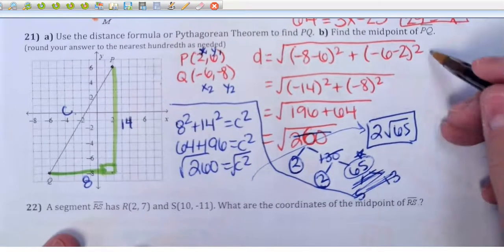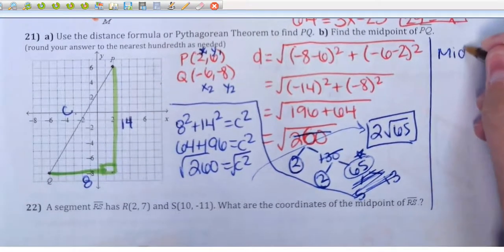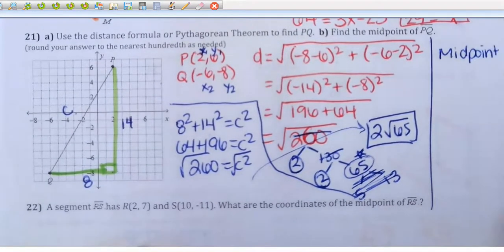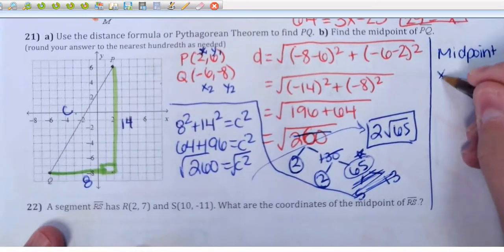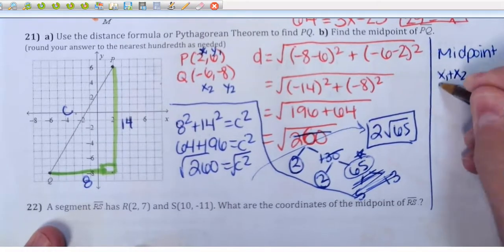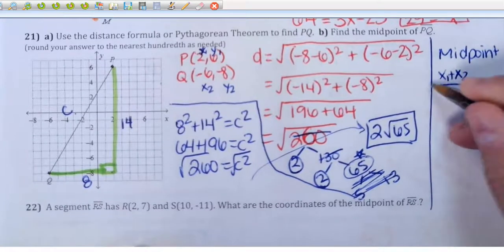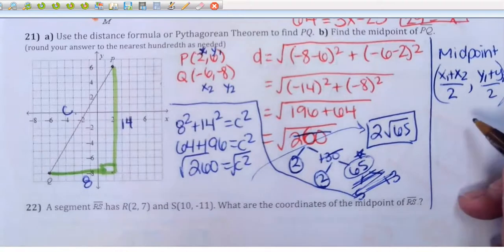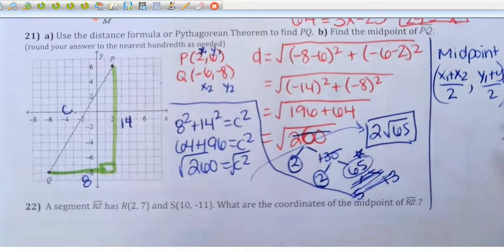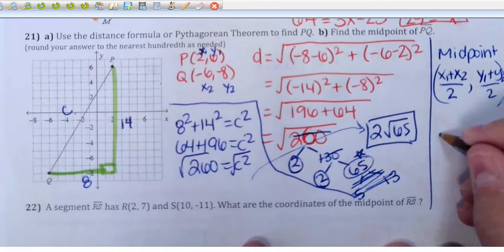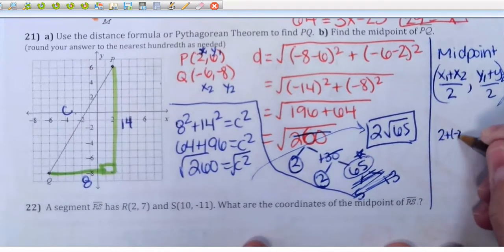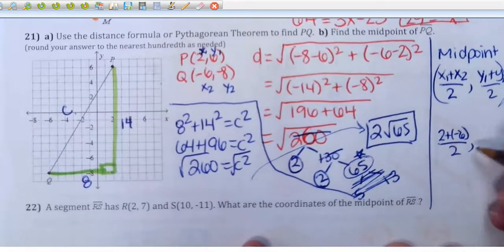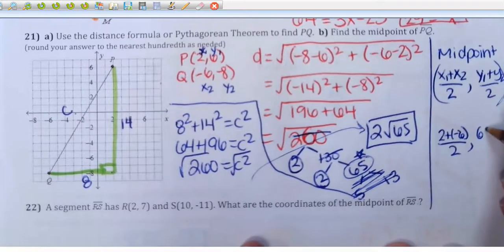Okay, now for your midpoint. Midpoint, you take the 2 x coordinates of the endpoints, average, so I'm going to add them together, divide by 2. And same thing for the y coordinate of the midpoint, it's an average of the y coordinates of the endpoints. So I'm just going back to my points so you guys can look at the graph. My 2 x coordinates are 2 and -6. And my 2 y coordinates are 6 and -8.